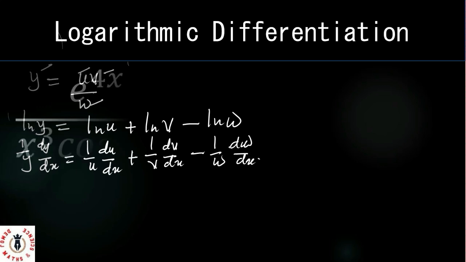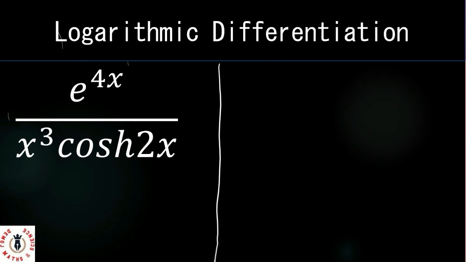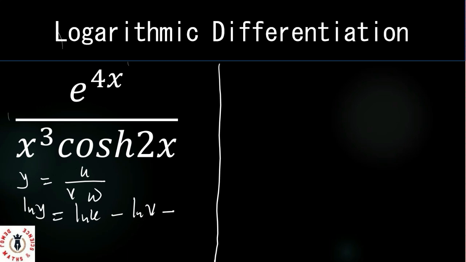Now let's take an example. Our example wants us to differentiate e raised to the power 4x over x raised to the power 3 cos 2x. If you look at this, you know that this is of the form y equals u over vw. So if I introduce logarithm here, it becomes ln of y equals ln of u minus ln of v minus ln of w.